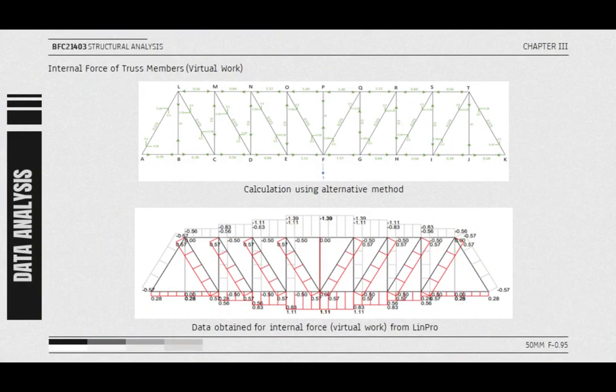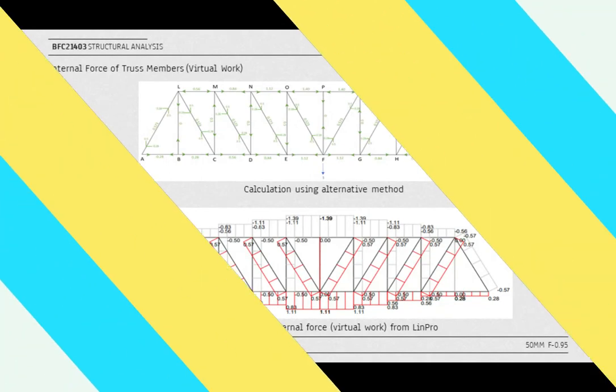The next part is the internal force of truss members in virtual work. The first picture is the calculation using the alternative method. The second picture is the data obtained for internal force in virtual work from LinPro software. As you can see, there is not much difference between the values from the alternative method and the data obtained from LinPro. For example, from point A to B, using the alternative method the value is 0.28, and it is the same as the data from LinPro software.